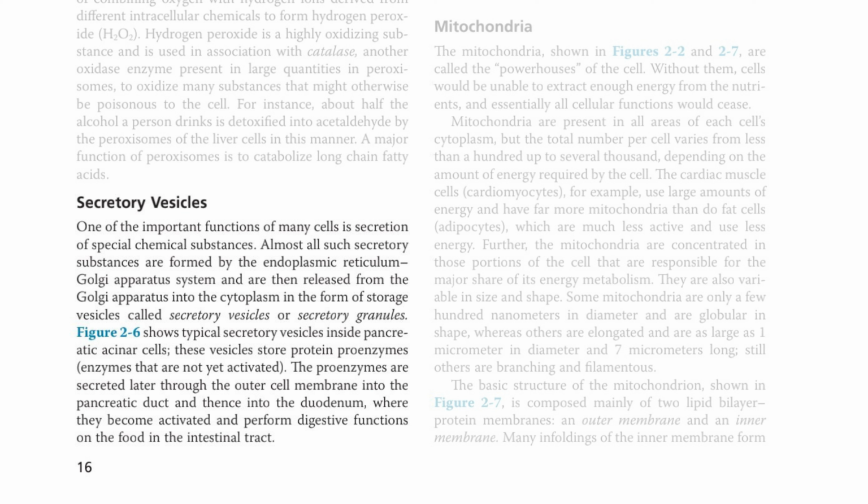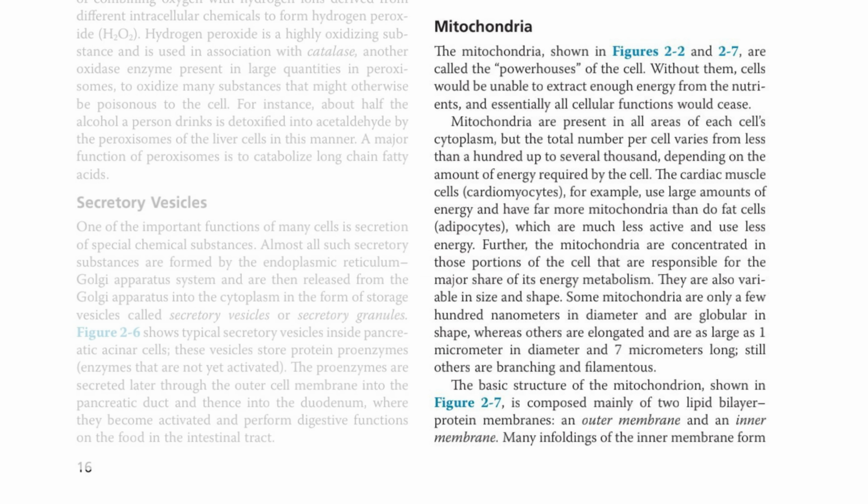Secretory vesicles. One of the important functions of many cells is secretion of special chemical substances. Almost all such secretory substances are formed by the endoplasmic reticulum Golgi apparatus system and are then released from the Golgi apparatus into the cytoplasm in the form of storage vesicles called secretory vesicles or secretory granules. Figure 2-6 shows typical secretory vesicles inside pancreatic acinar cells. These vesicles store protein proenzymes, enzymes that are not yet activated. The proenzymes are secreted later through the outer cell membrane into the pancreatic duct and thence into the duodenum, where they become activated and perform digestive functions on the food in the intestinal tract.